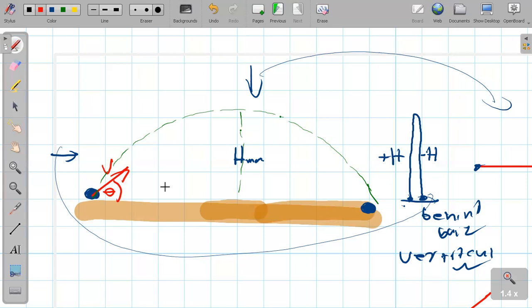an object may leave the ground making an angle of theta to the horizontal, with an initial velocity of v.